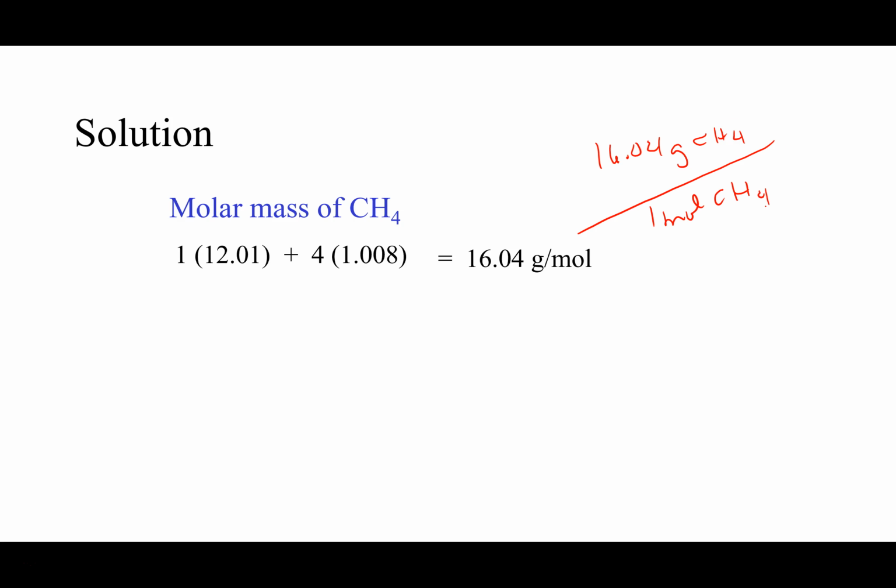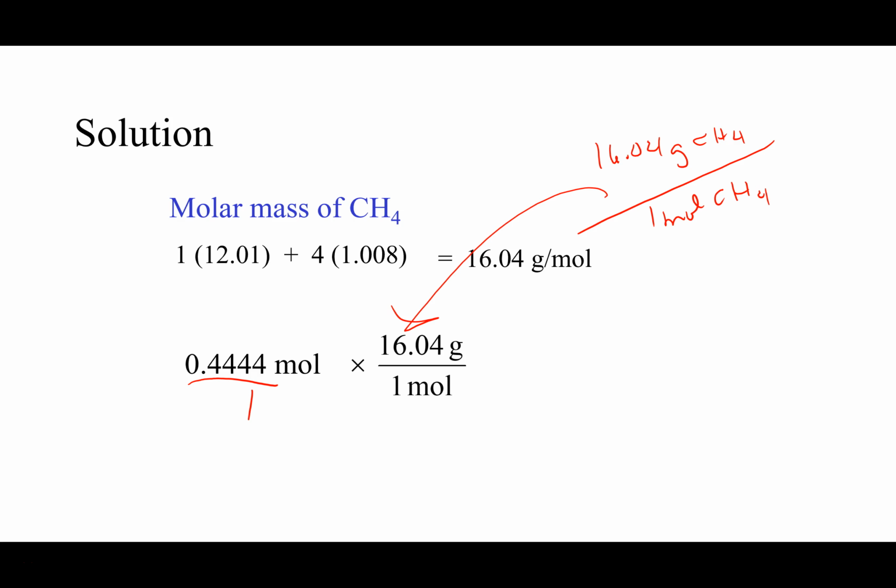So my first term is going to be moles of CH4. Do we leave this as it is or flip it? Yeah, leave it. So my first term is going to be the 0.4444 moles over 1. We just bring down the molar mass, 16.04 grams over 1 mole. The moles cancel. We have units of grams, and how many sig figs? 4. Yep. So with 4 sig figs, you're looking at a mass of compound of 7.129 grams.